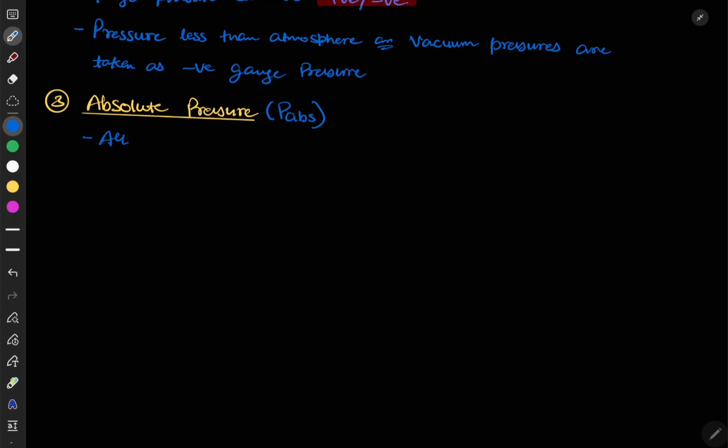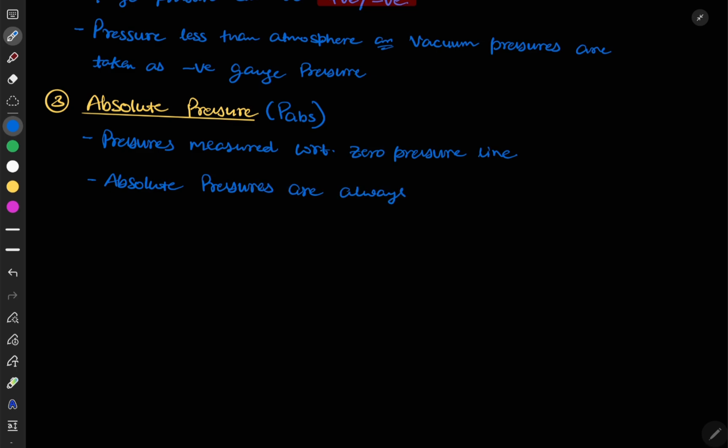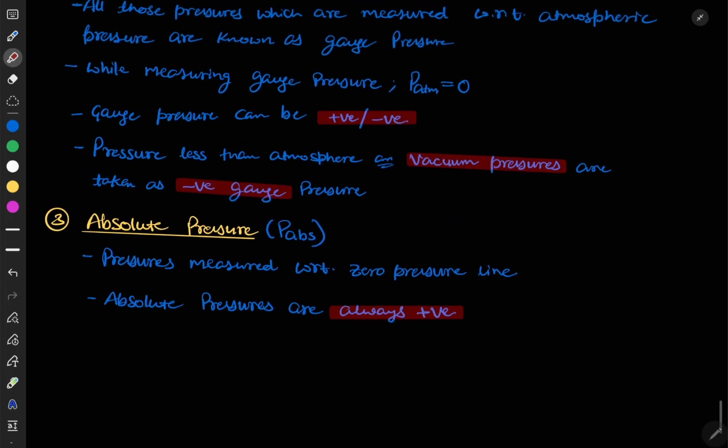So, pressure measured with respect to zero pressure, with respect to zero pressure line are known as your absolute pressures. Okay. Now these absolute pressures are always positive. Okay. Your vacuum pressure is negative gauge.